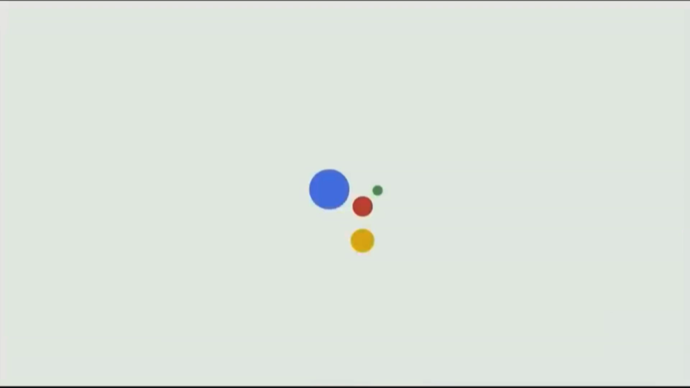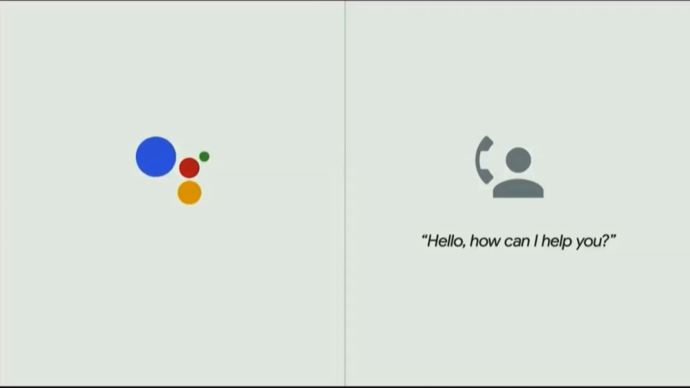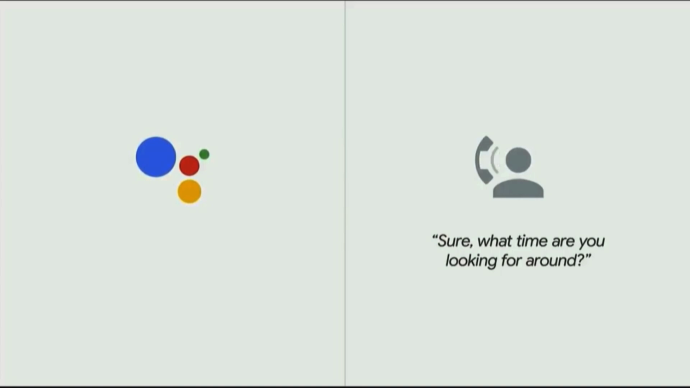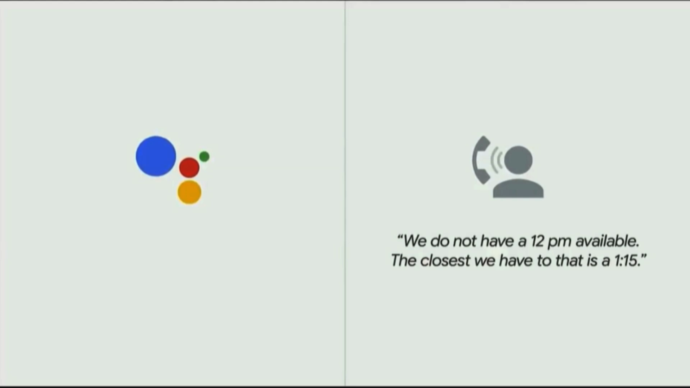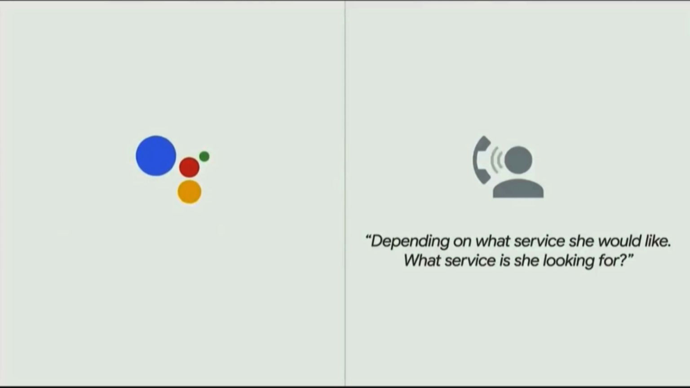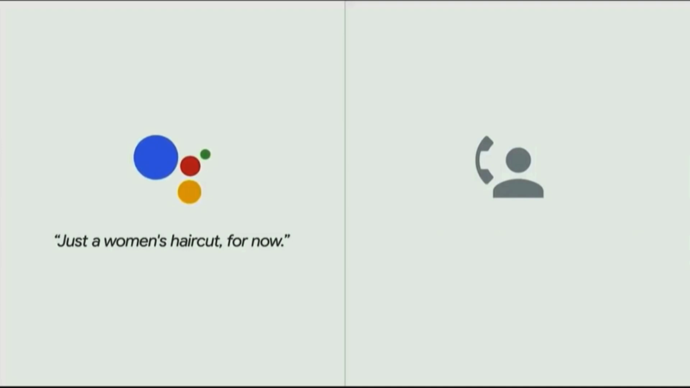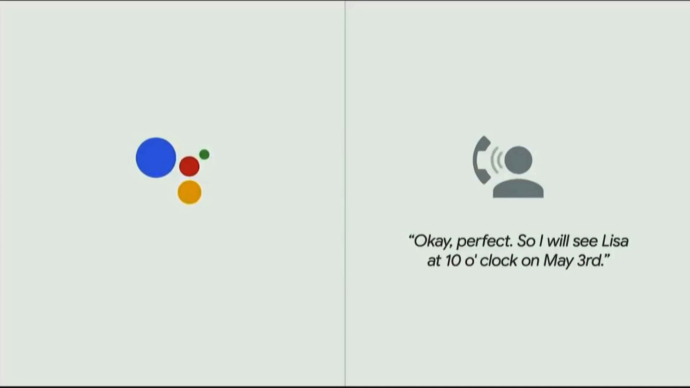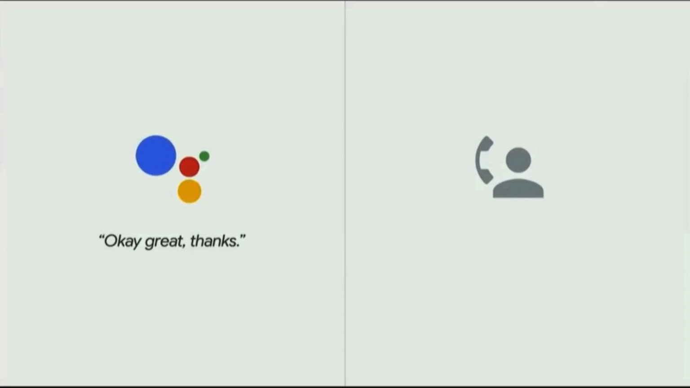Hi, I'm calling to book a women's haircut for a client. I'm looking for something on May 3rd. Sure, give me one second. Mm-hmm. Sure, what time are you looking for around? At 12 p.m. We do not have a 12 p.m. available. The closest we have to that is a 1:15. Do you have anything between 10 a.m. and 12 p.m.? Depending on what service she would like, what service is she looking for? Just a woman's haircut for now. Okay, we have a 10 o'clock. 10 a.m. is fine. Okay, what's her first name? The first name is Lisa. Okay, perfect. So I will see Lisa at 10 o'clock on May 3rd. Okay, great. Thanks. Great. Have a great day. Bye.